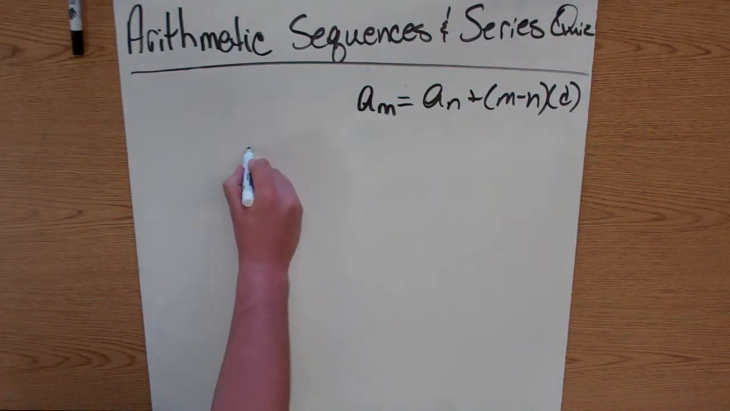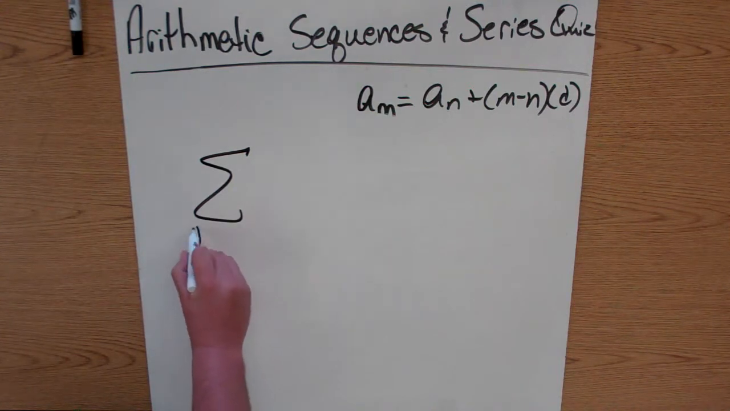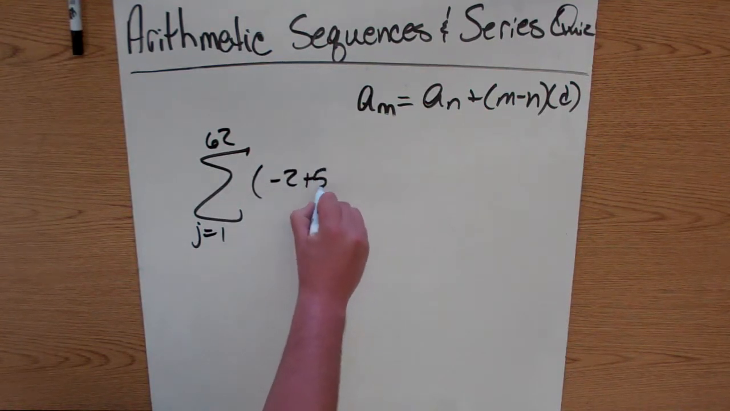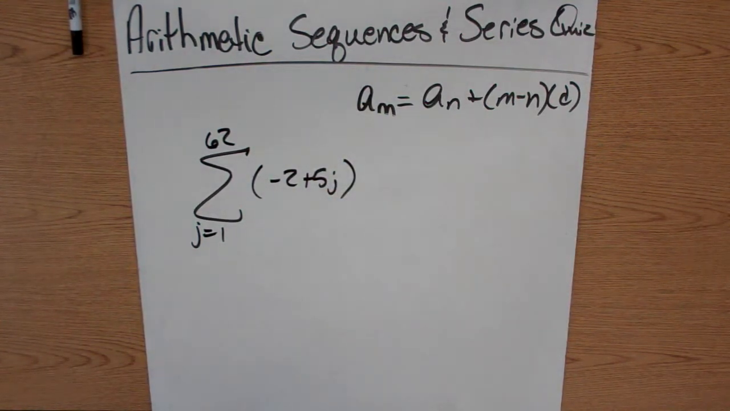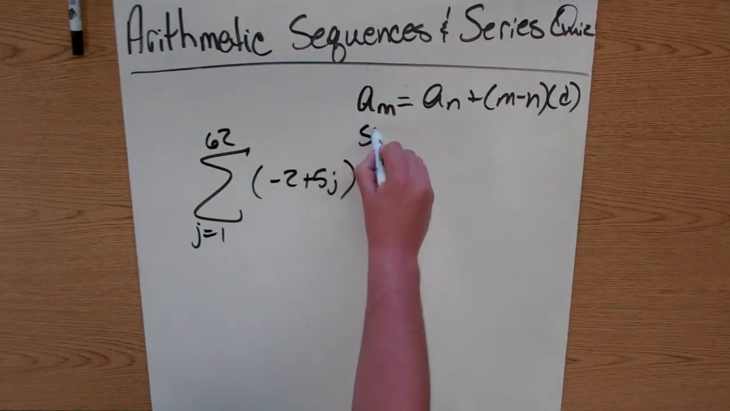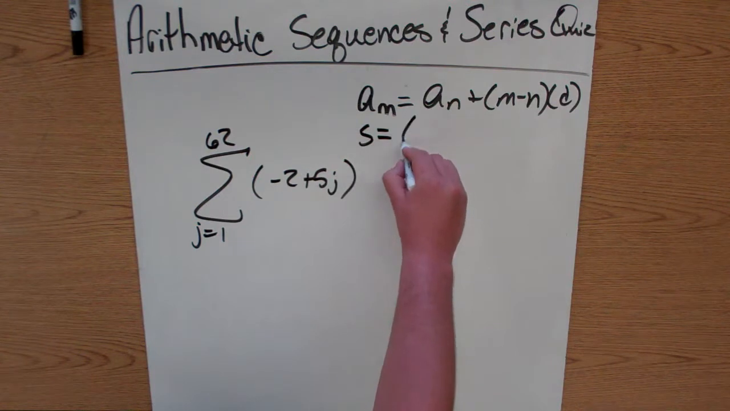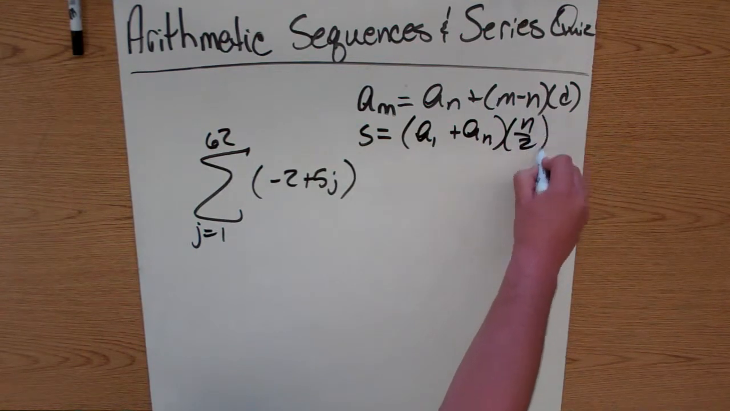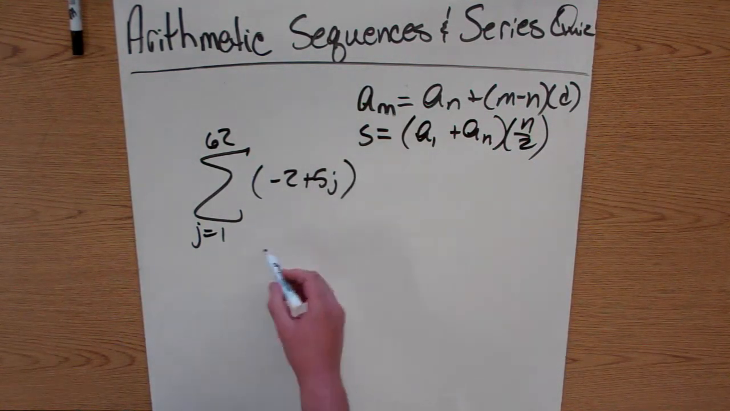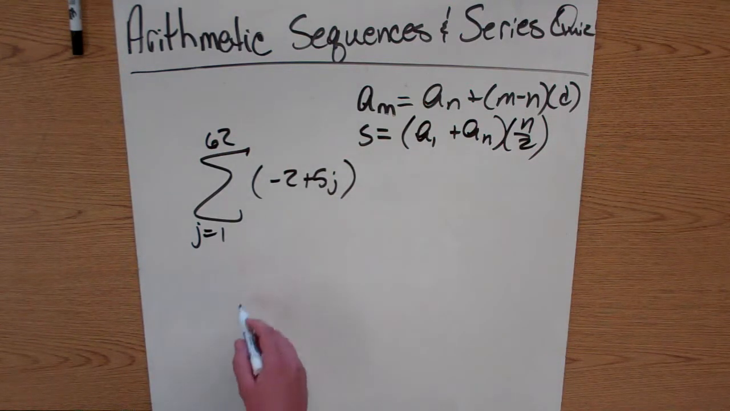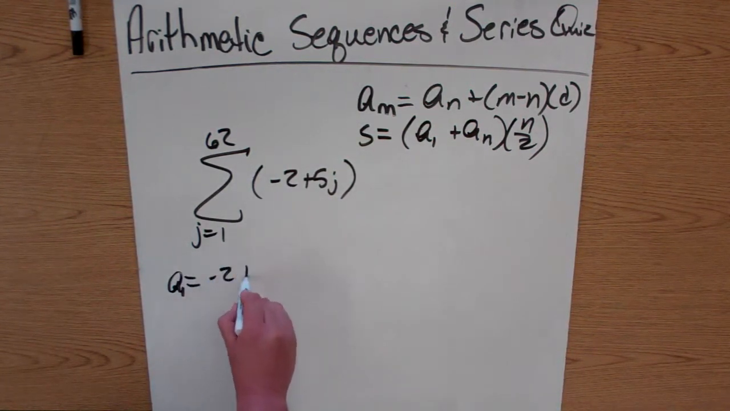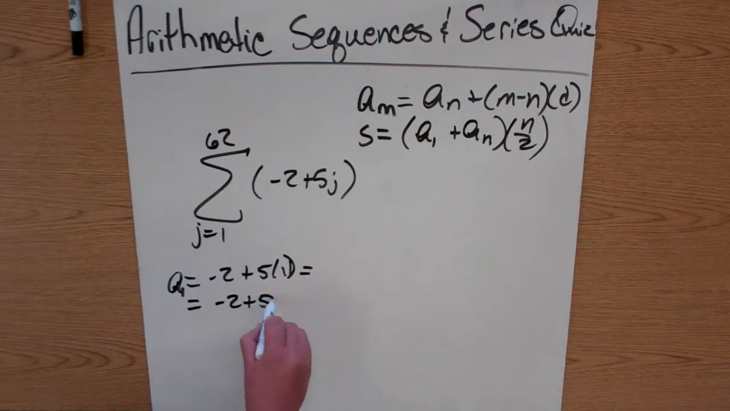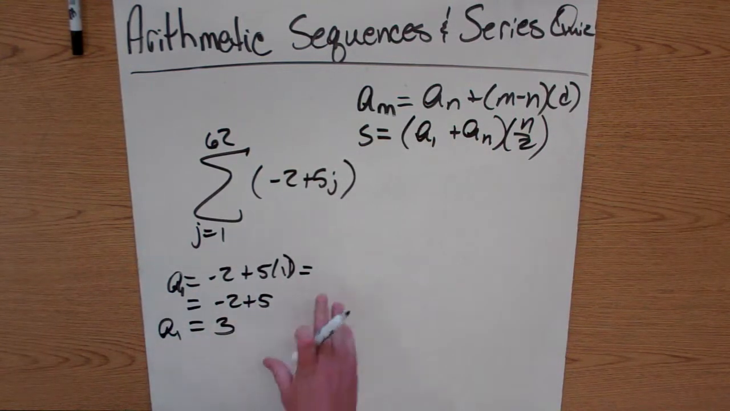So we have a sum here. We have j equals 1 to 62 of negative 2 plus 5j. Now we want to find the sum, so we're going to use our sum formula: a sub 1 plus a sub n, times your number of terms, over 2. So we need to find our first term. Plug in the 1. A sub 1 equals negative 2 plus 5 times 1, which is negative 2 plus 5, which is 3. So a sub 1 is 3.